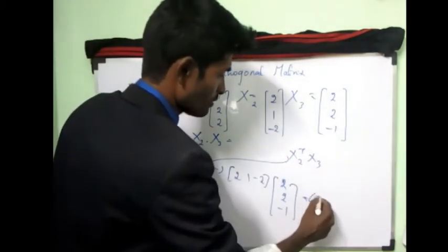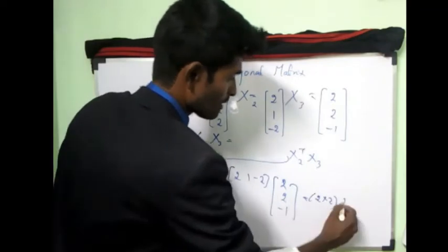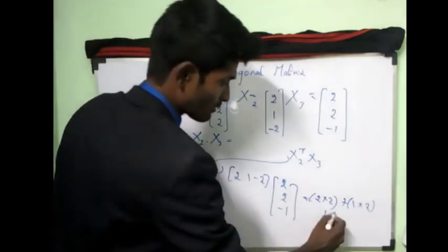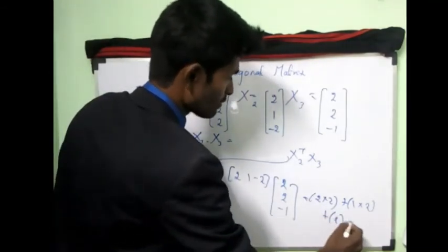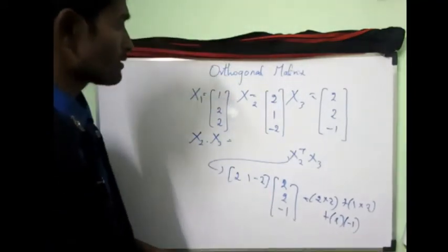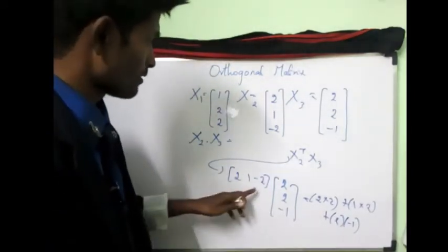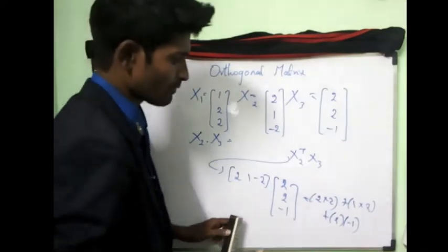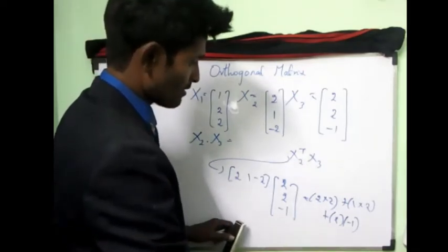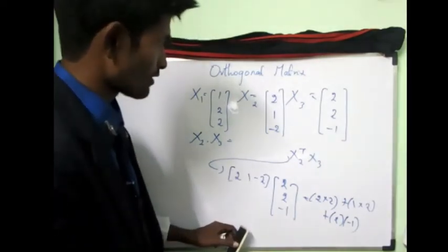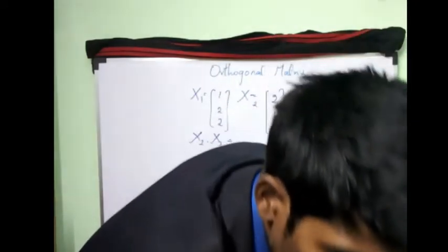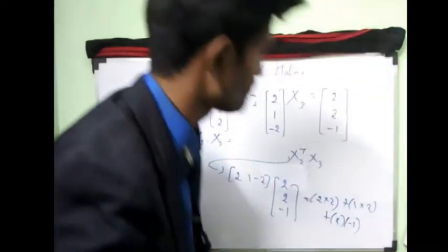So 2 into 2, 1 into 2, plus 1 into 2, and then plus minus 2 into minus 1, is it right? So minus 2 into minus 1. Now I think I have made a mistake, is it right? So 2 into 2 is 4 and 1 into 2 is 2, so 4 plus 2 is 6, and then 6 minus 2. Please wait, I just want to make a small assumption here. So 2, 1, minus 2 and 2, 2, minus 1.